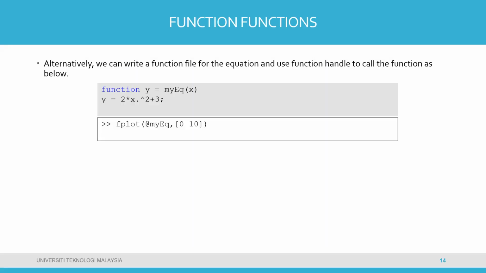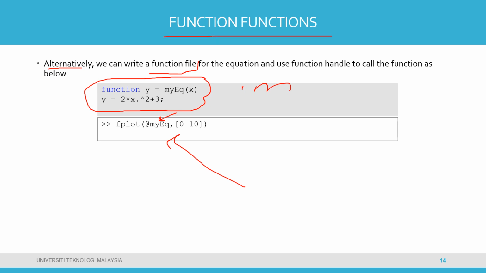Alternatively, if you don't want to use an anonymous function, you can use a function file. Remember, you create a .m file, and then you can call the function inside another function. So function within function. I think I don't need to show you how to do this, I think most of you know. You have to create the myeq function file, and then you call the function file inside the command window.